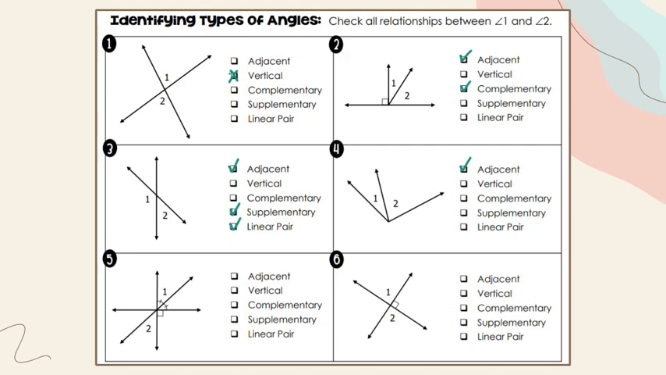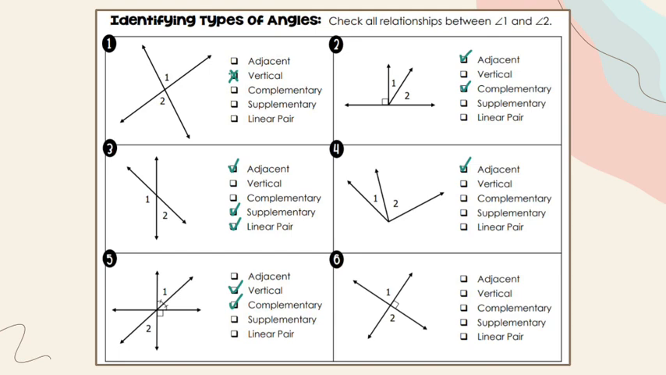Adjacent angles, once again, share a side. Angles 1 and 2 do not share a side. Vertical angles are across from each other on intersecting lines. This does in fact satisfy all of those things, and they are vertical. Complementary means that they add up to 90 degrees. Since this angle is congruent to this angle, and these two angles add up to 90, then 1 and 2 also must add up to 90 degrees. So these are complementary. They cannot be supplementary if they are complementary, and they cannot be a linear pair if they are not adjacent and supplementary.